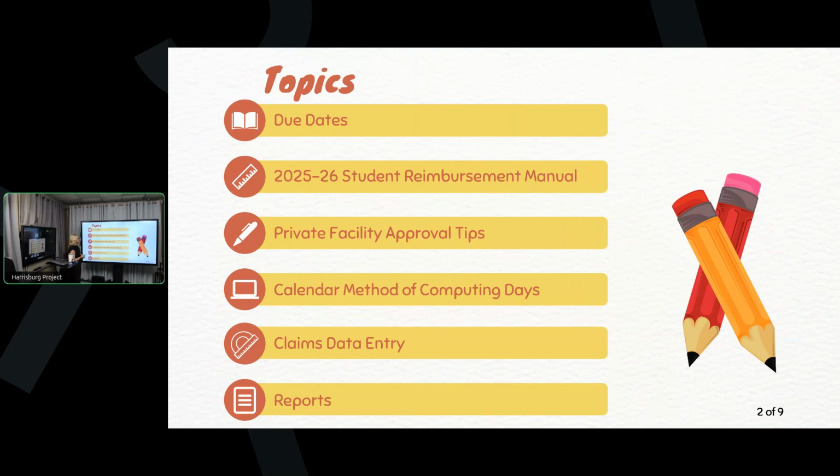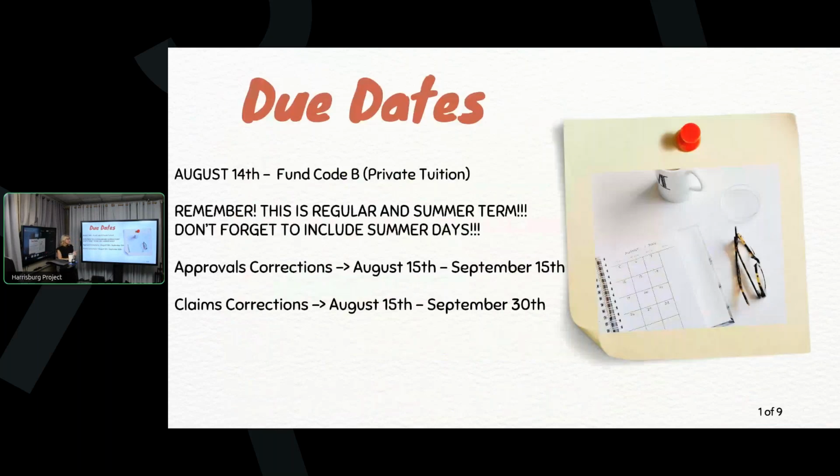I'll talk about some private facility approval tips, things you need to keep in mind. We'll do the calendar method of computing days for this claim. You cannot change it. We'll do the claims data entry. I'll show you how to calculate it, where to enter it, and then the reports that you have available for you at the end. So this year, the tuition claim is due on August 14th for a private facility.